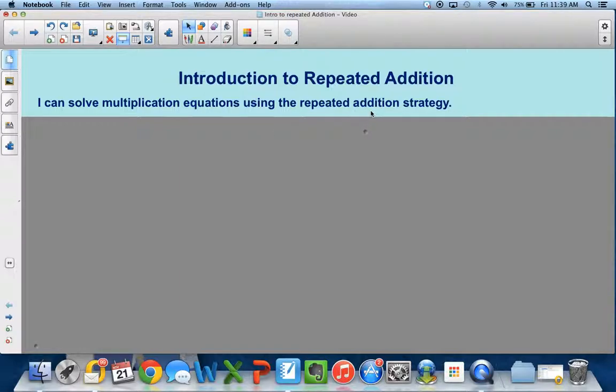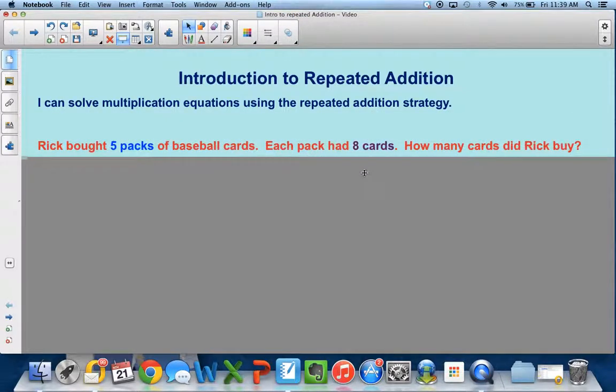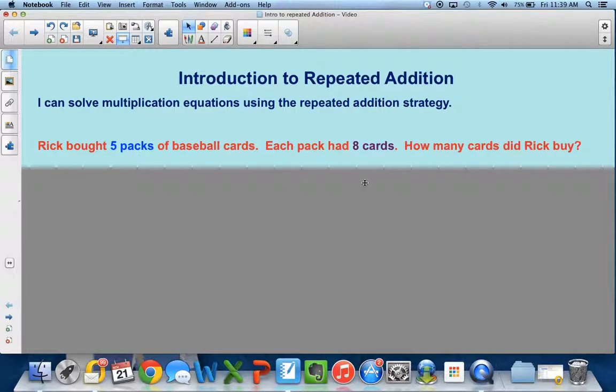There are many strategies to solve multiplication equations. This is just one of them that we're going to learn about. So here's the problem that we're going to talk about. Rick bought 5 packs of baseball cards. Each pack had 8 cards. How many cards did Rick buy?